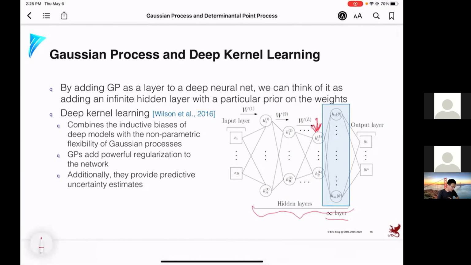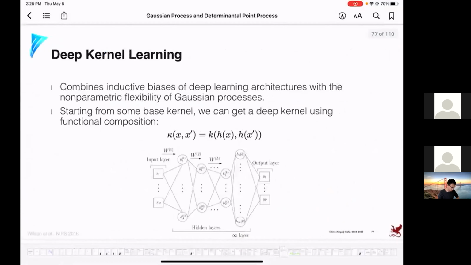And then they claim in this case we can combine the inductive bias of deep models, and also get the advantage of the non-parametric flexibility of Gaussian processes. And additionally, because the Gaussian process is a Bayesian model, we can also come up with an uncertainty estimate, which could be another advantage.